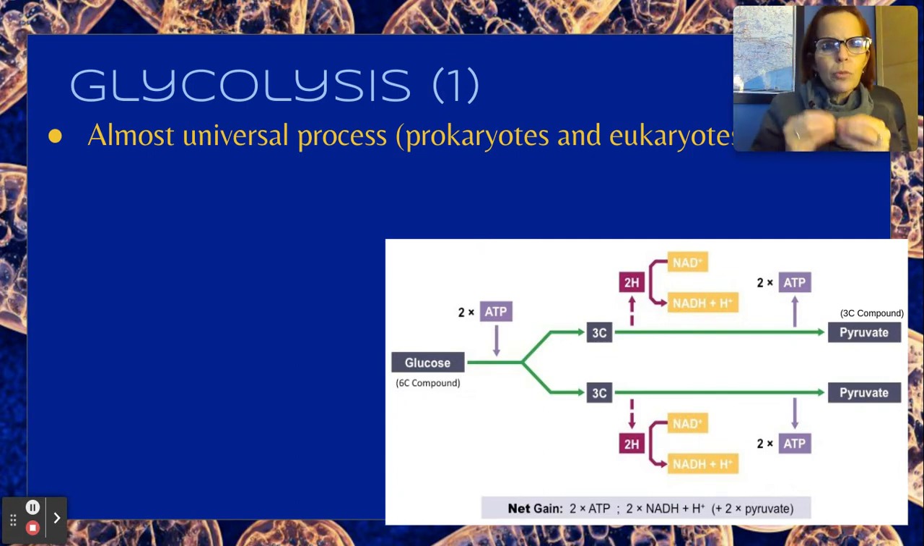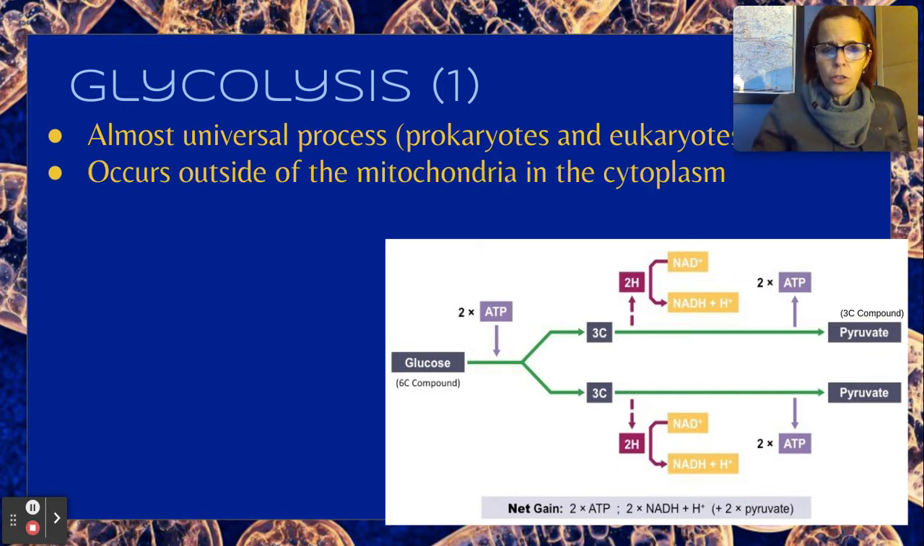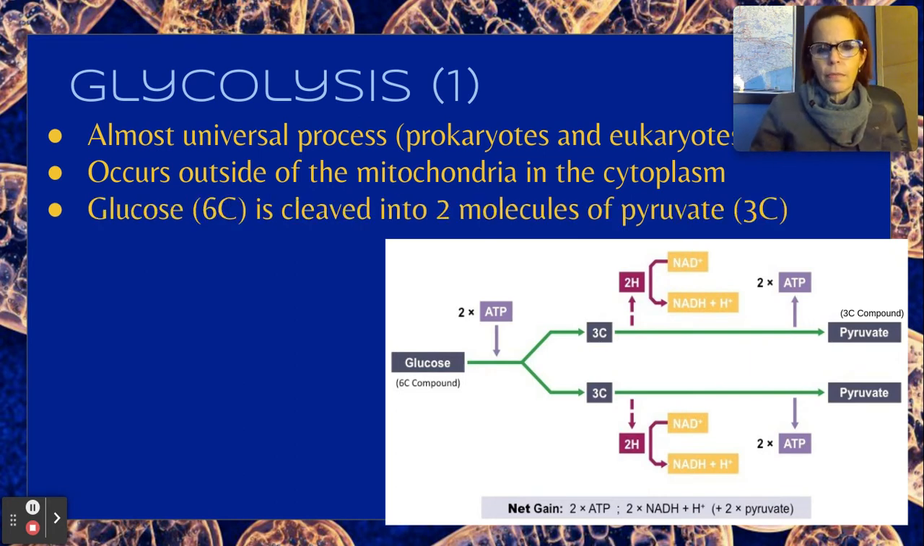Glycolysis. This is the actual breaking down of a glucose molecule. It is almost a universal process. It happens in prokaryotes and in eukaryotes. It occurs outside of the mitochondria in the cytoplasm. And it involves the glucose being cut in half, cleaved into two molecules of pyruvate. Each of the pyruvate molecules has 3 carbons. So you're trying to keep track of how many carbons there are and where all the carbons are going.